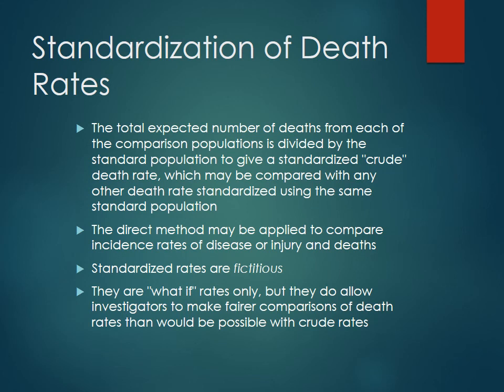The direct method may be applied to compare incidence rates of disease or injury and death. So again, not just death, but other things can be compared as well. And then these standardized rates are obviously fictitious because we're basically simulating the data to some degree, so you don't want to take that to be the absolute truth here. But basically, they're kind of a what-if analysis. You're comparing them to say, okay, if this had happened in a larger standardized population, how would these two groups end up comparing to one another?